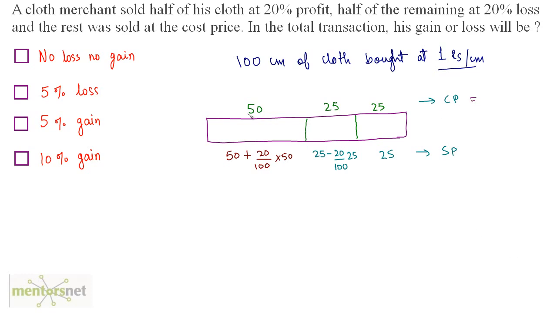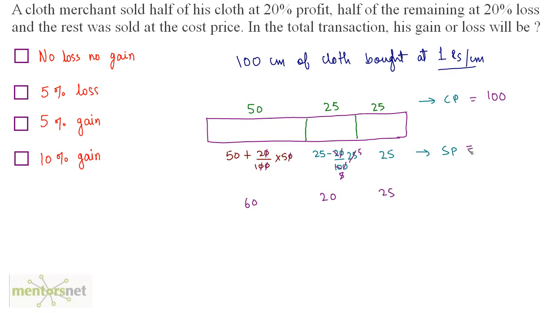So the total cost price is 50 plus 25 plus 25, which is 100, and the selling price is basically, let us calculate this out. 50 plus 20% of 50 is, we can just cancel these zeros. So 50 plus 10, which is 60. This is 25 minus 20 by 100 of 25. So again cancelling out zeros. 2 5s are 10 and 5 5s are 25. So 25 minus 5 is 20 and this 25.